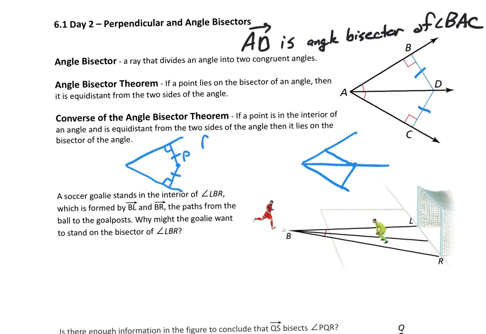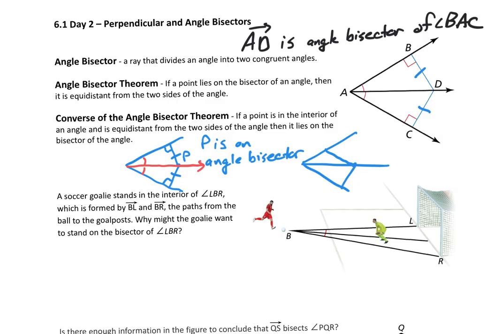is P is on the angle bisector. So I could draw that bisector through there, and I know that these 2 angles would then be congruent. So it kind of depends on which way we're given the information, right? Which direction we go with it to get there.